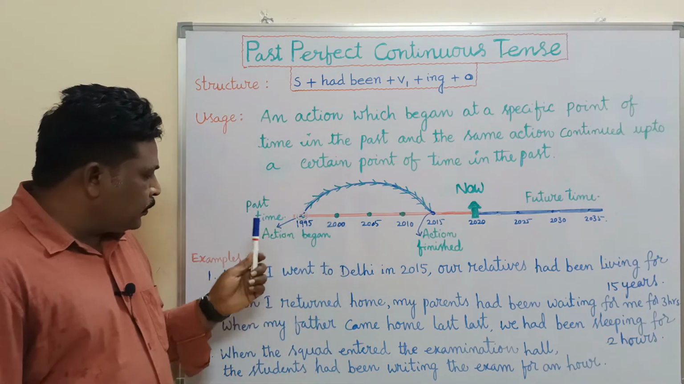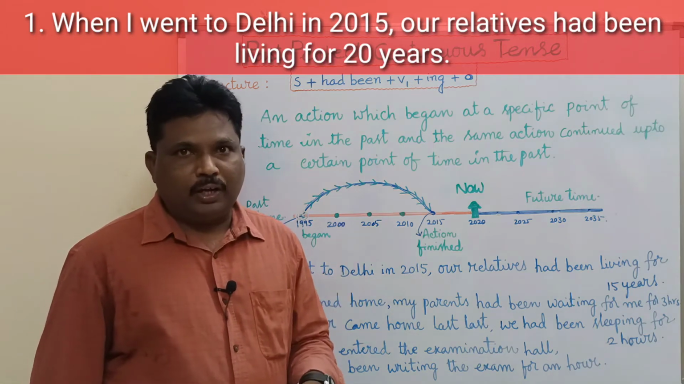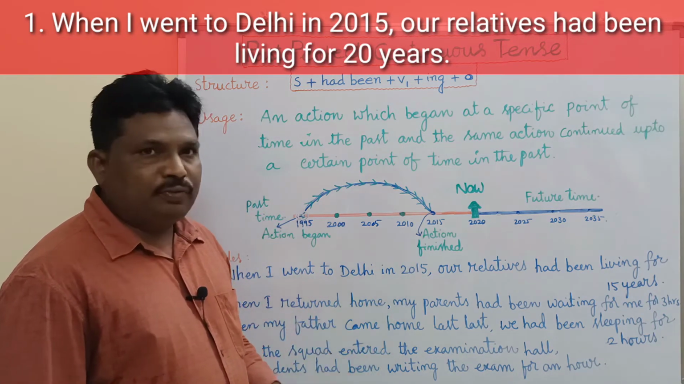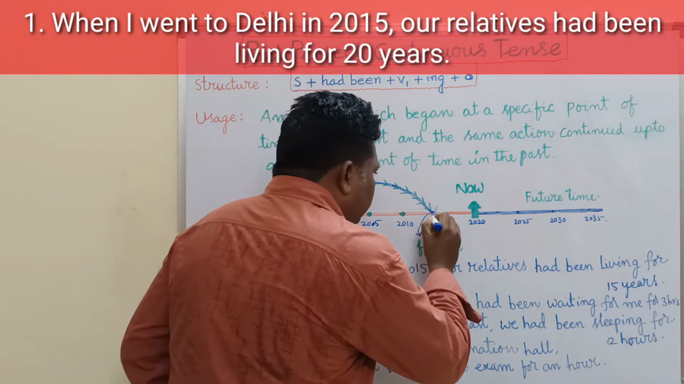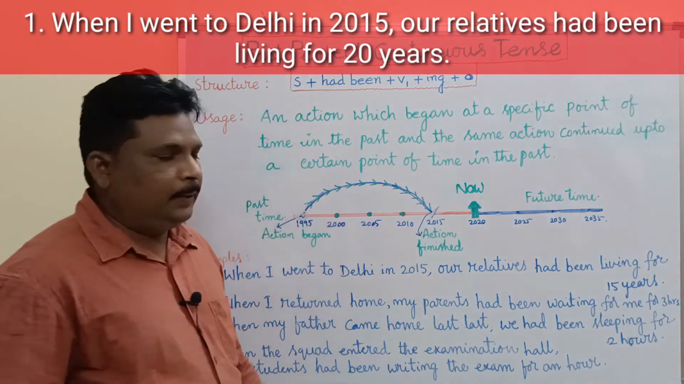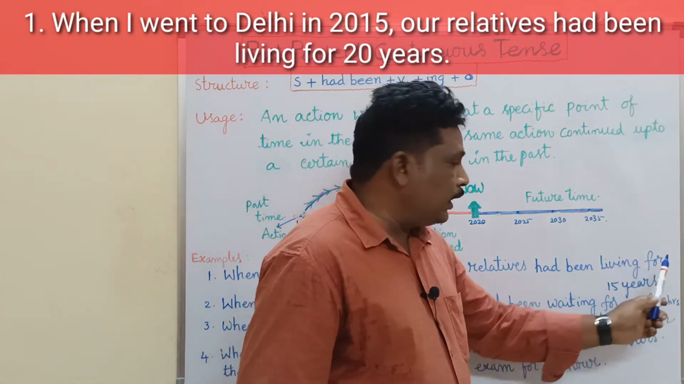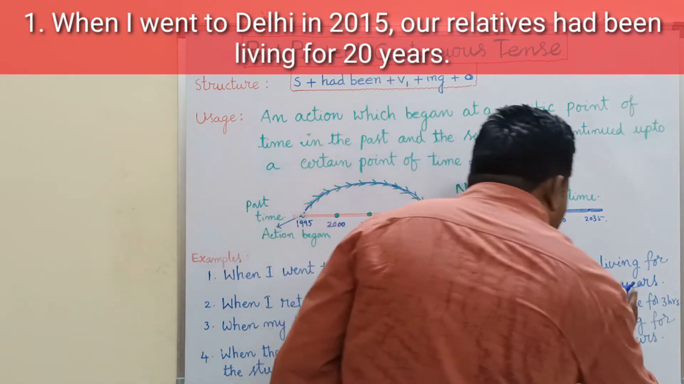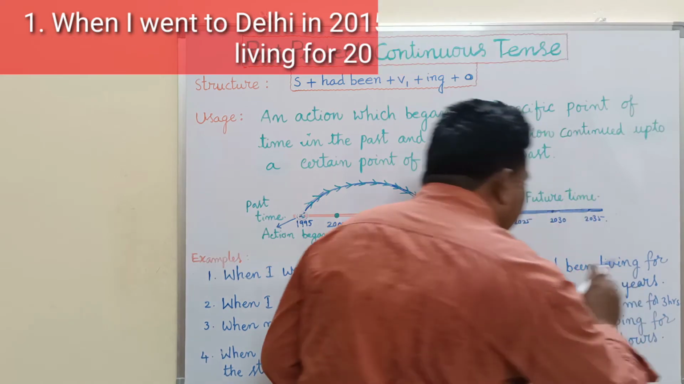For example, when I went to Delhi in 2015. Imagine I went to Delhi in 2015. This is the point when I went to Delhi. Okay, our relatives had been living there for 20 years.